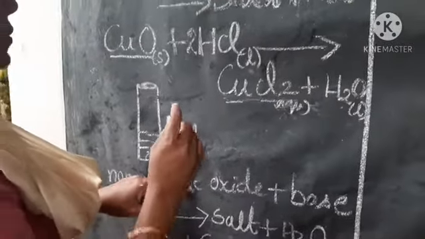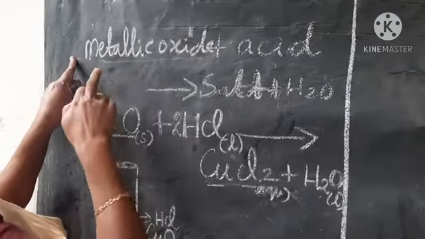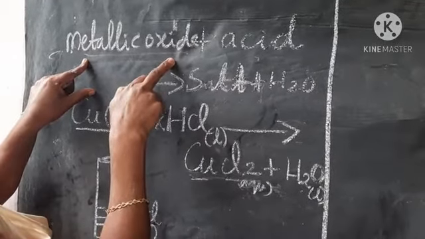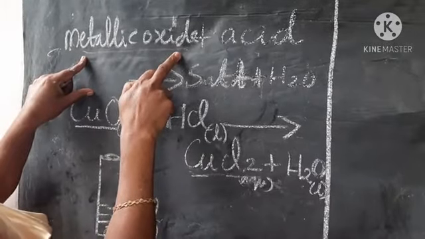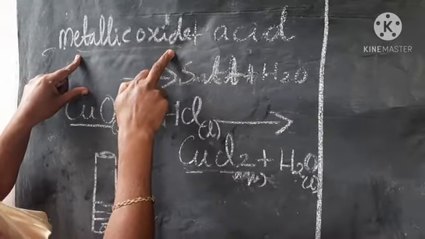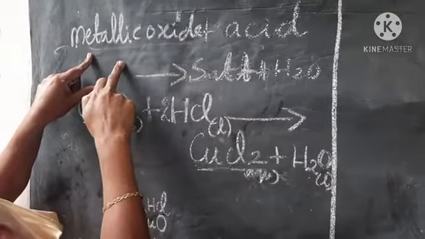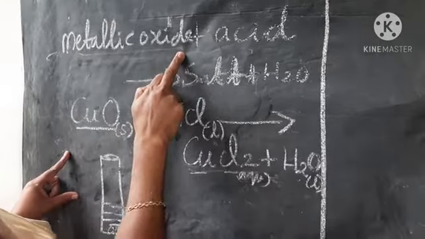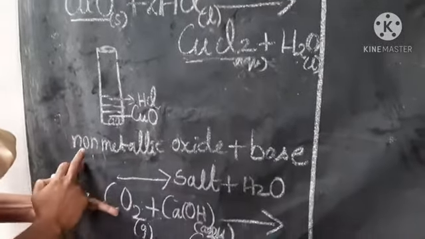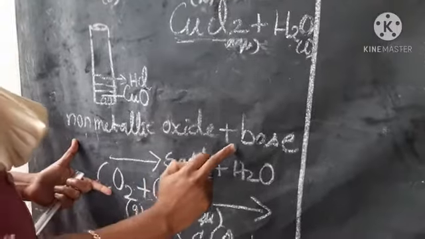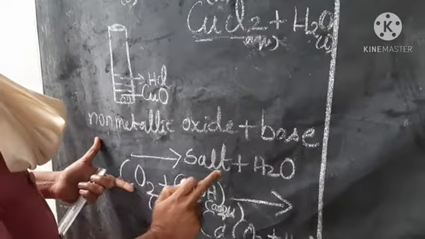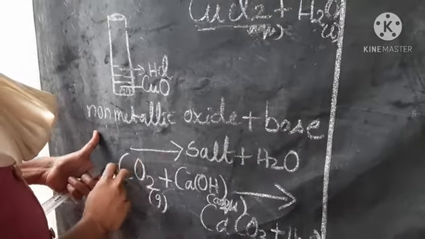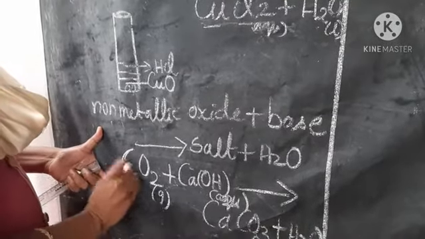Now, if we check a metallic oxide in water, it shows basic nature. That means it changes red litmus to blue. So metallic oxides are basic in nature. Now let us see what happens with non-metallic oxide and base. Here also salt and water will be formed. For this example, we have already discussed it in the previous class.